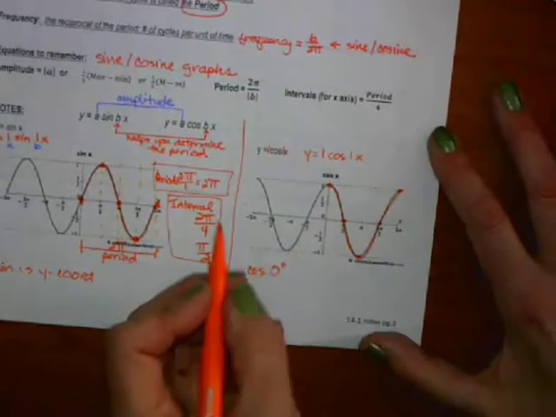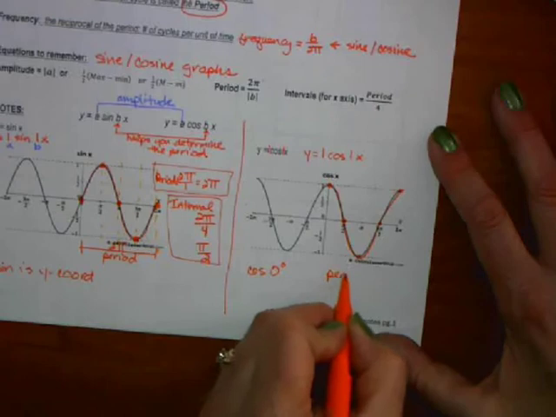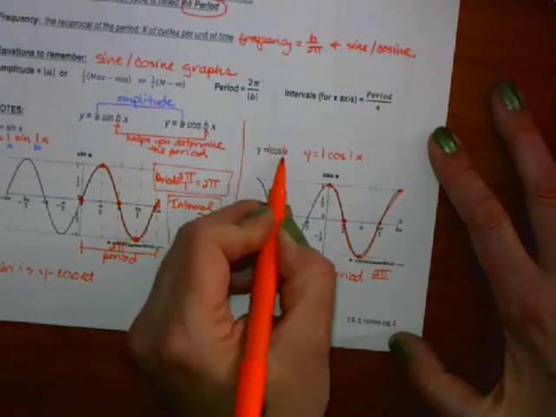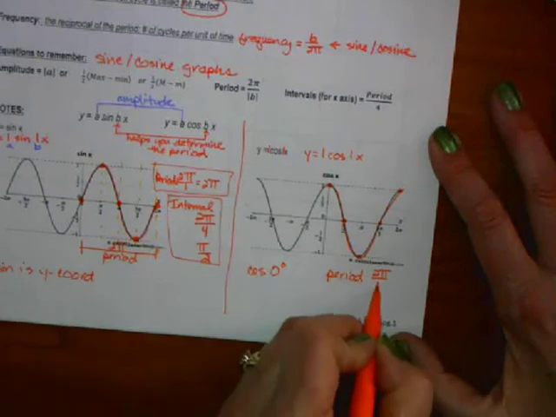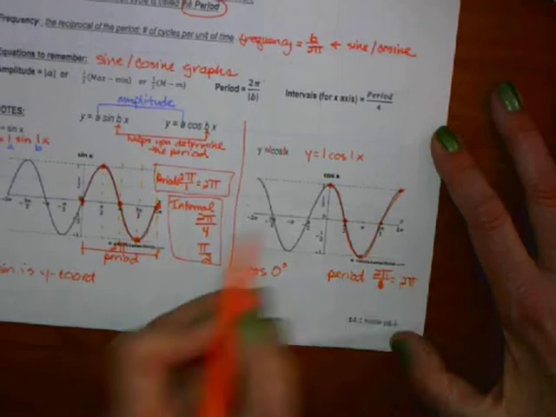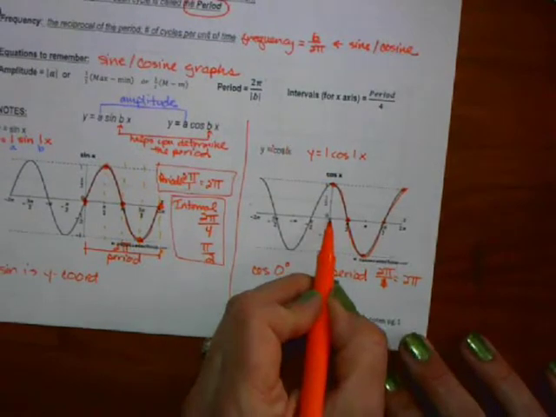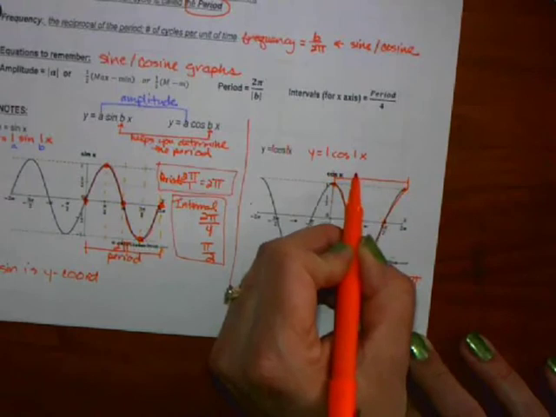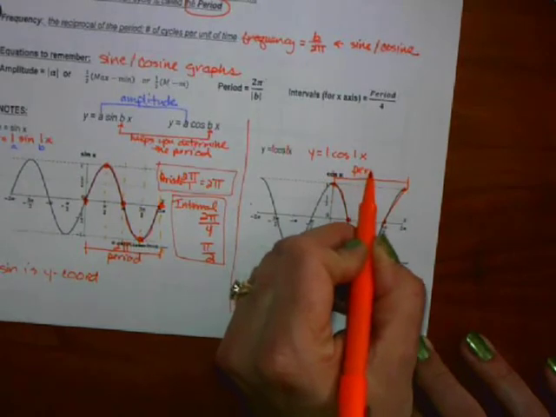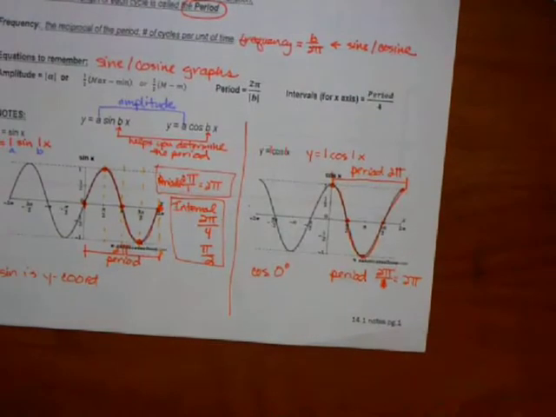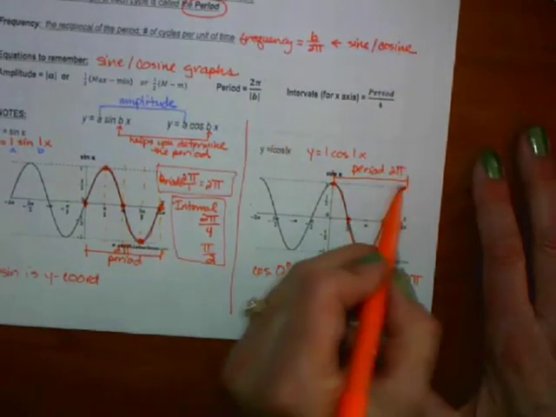I didn't really talk about the period for this graph. The period is going to be 2 pi divided by my b, which is right here, which is 1. So my period again here is 2 pi. And we can see that it goes from here to here, which is 2 pi. Period is 2 pi. So I've got my period.